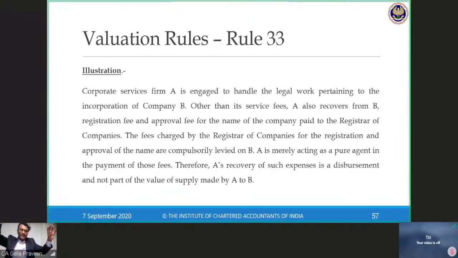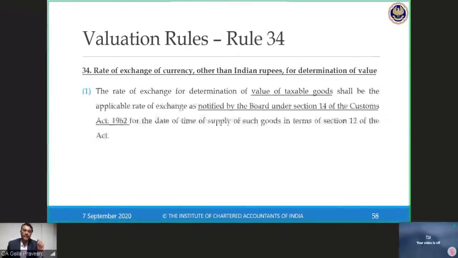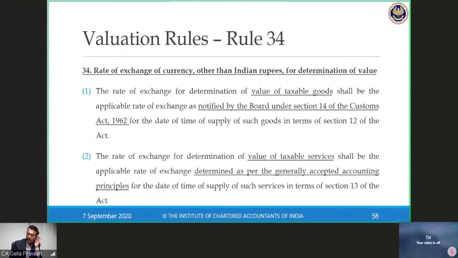Why? ROC knows that when Praveen has paid 5,000, this 5,000 is on behalf of the company. This 5,000 has no title to Praveen, and at actuals, I'm making the payment on behalf of the company as an agent. So in this scenario, Rule 33 says that you can keep away that particular value from your value of supply. Coming to Rule 34.